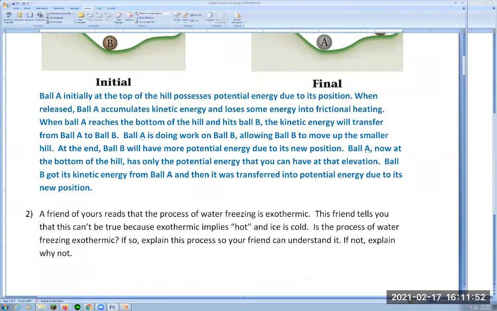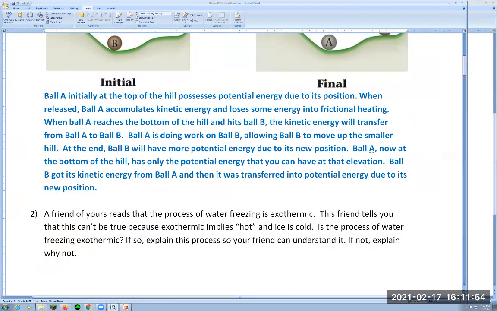So question 2 now. A friend of yours reads that the process of water freezing is exothermic. This friend tells you that this can't be true because exothermic implies hot and ice is cold. So is the process of water freezing exothermic or not? And if so, explain this process so your friend can understand it. If not, explain why not.